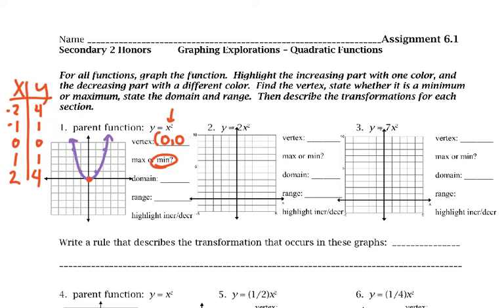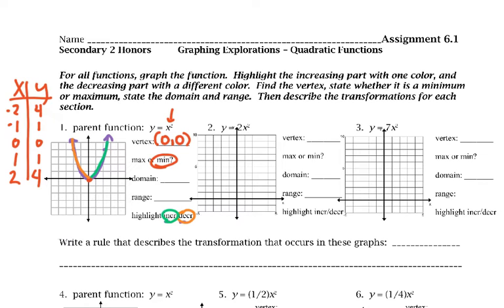And so for part of this, the last thing it says is to highlight the increasing or decreasing part of the graph. With one color, I'm going to highlight the decreasing part, and so that's going to be that part of it. And then with another color, I'll highlight the increasing part.